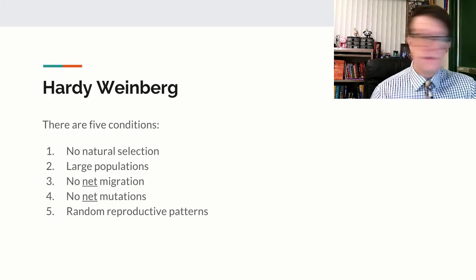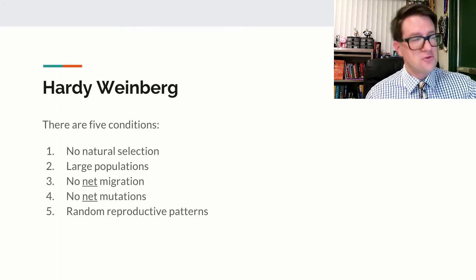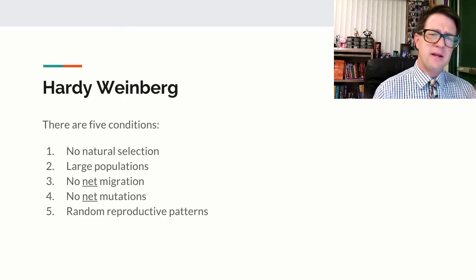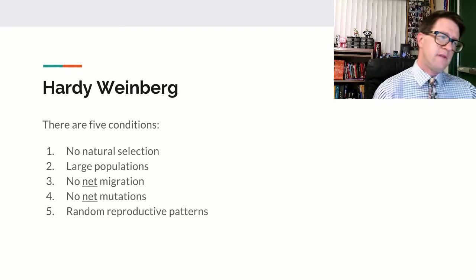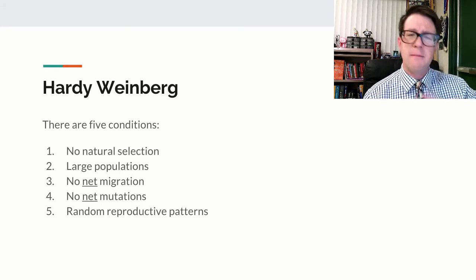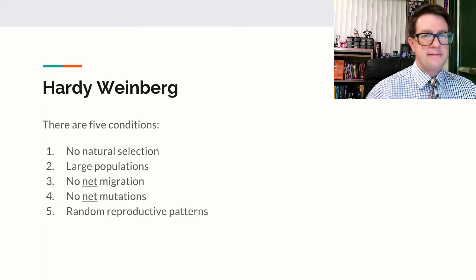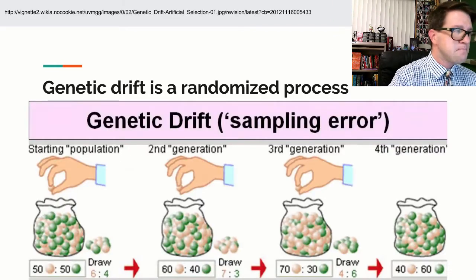Those 5 things are: there's no natural selection, you have a large population, migration doesn't really happen, meaning if you have an organism leave, it also has to come back. There's no net mutations, meaning if something were to change, you have to change it back. And there's random reproductive patterns.